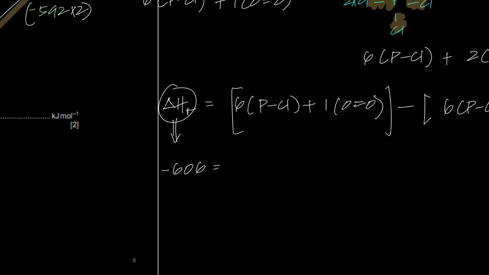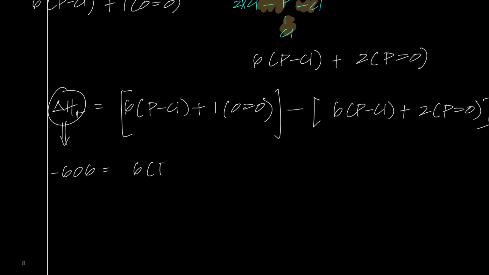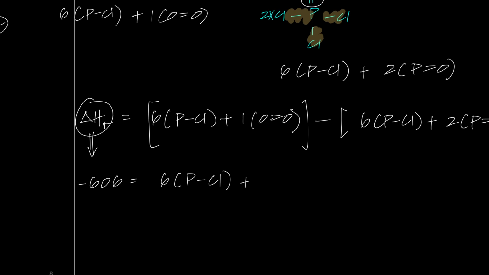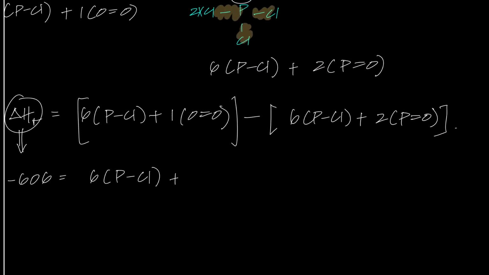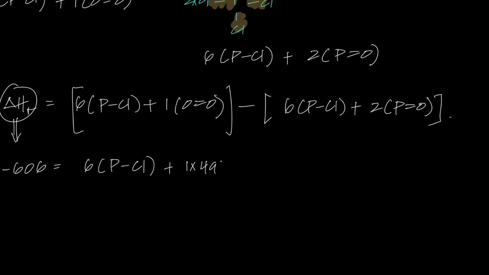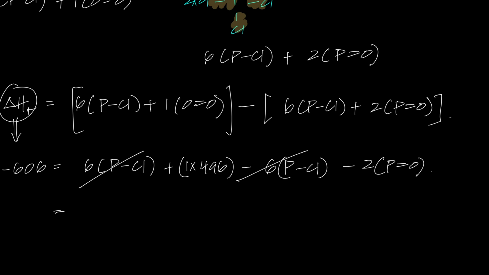Minus 606. 6 PCl bonds. I don't know the value of PCl bonds. I'll just write 6 PCl bonds plus 1 OO bond. What's the energy taken in to break 1 OO bond? That's 496. I'm going to write 1 times 496 minus 6 PCl. I'm going to multiply minus with this and then minus with this, right? So 6 PCl bonds, and you'll see something beautiful. Although I did not know what PCl was, and minus 2 PO bonds, right? Now, I did not know the value of PCl bond, but this is minus 6 PCl and this is plus 6 PCl. They literally cancel out.